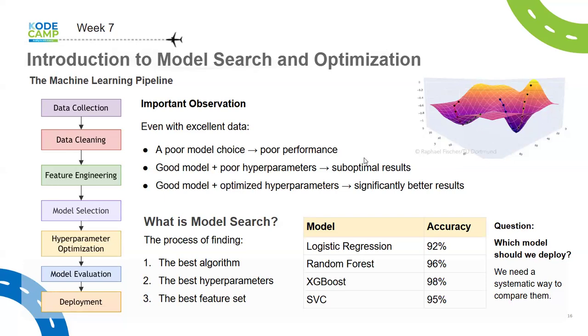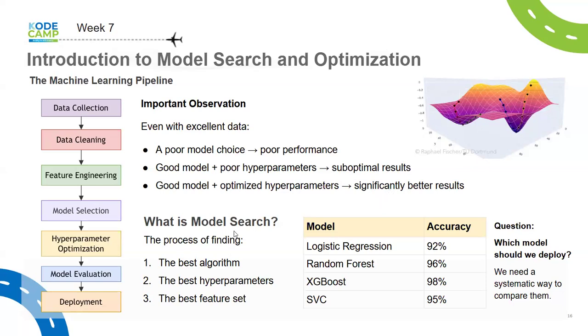Because you picked a good model, it's going to be good. But you could have been much, much better if you had tuned the hyperparameters that you use for training the models. In that case, you get much better results if you are able to optimize and tune the hyperparameters properly. So what is model search?